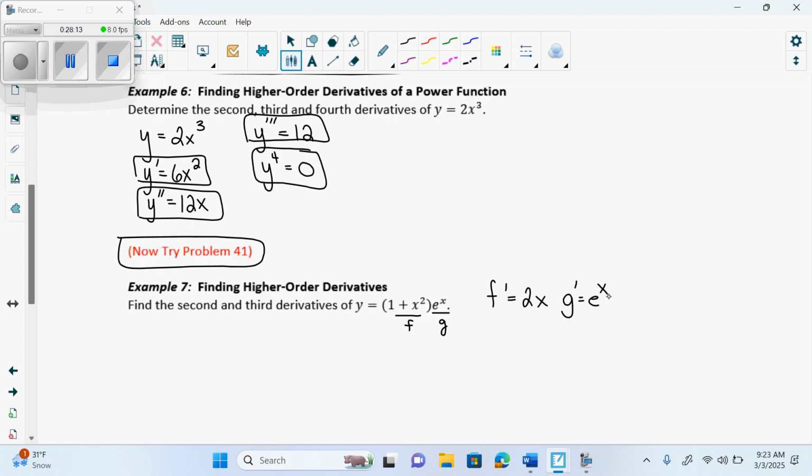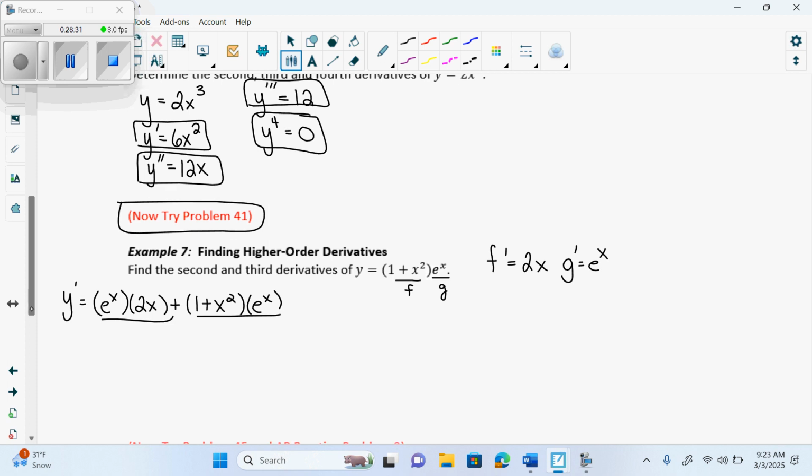So y prime would be g, which is e to the x, f prime, which is 2x, plus f, which is 1 plus x squared, times g prime, which is e to the x. Both of these two terms have a what in them? E to the x. So our first step is to fill in gf prime plus fg prime. Then if we have a numerical base to a variable exponent like e to the x, our next step is to take a GCF of that out, because our first step when we do those derivatives is to rewrite it. So it will exist in both of these every single time.